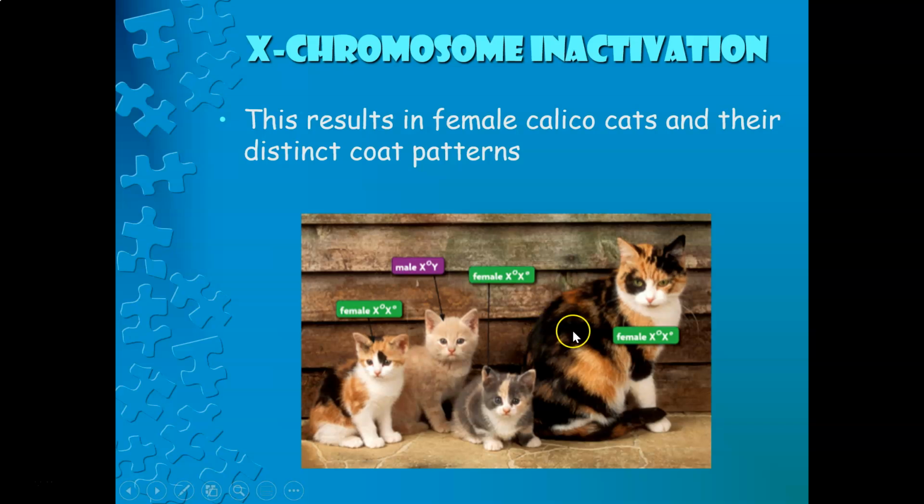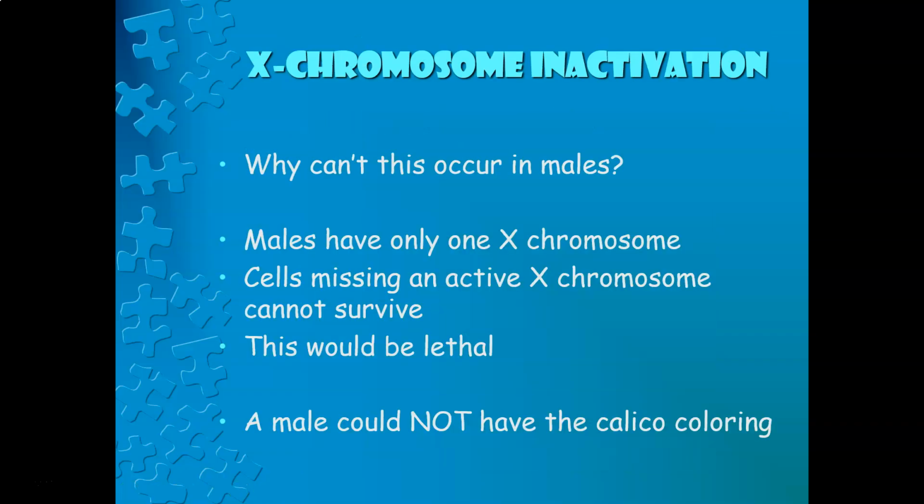So if I were to look here, all of her cells in this patch here allowed the X that was black to be expressed and shut down the orange. I come down here and the opposite's true. The orange is now expressed and the black was the one that was deactivated. So because males can only have one X chromosome, I can't shut down any of their X's. I can't do this X chromosome inactivation, and so you'll never have that calico coloring in a male.